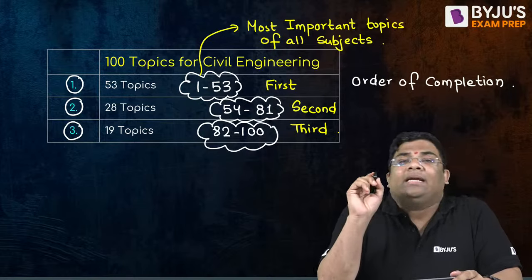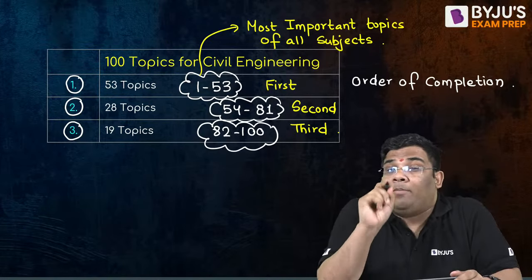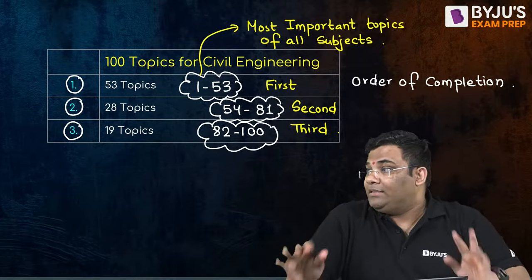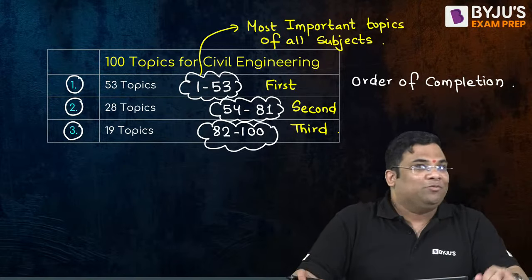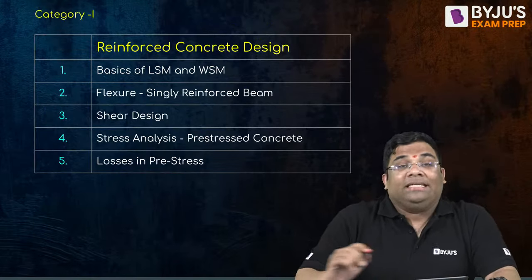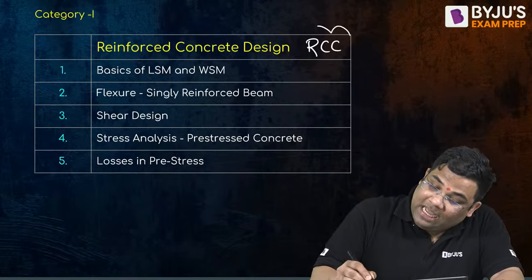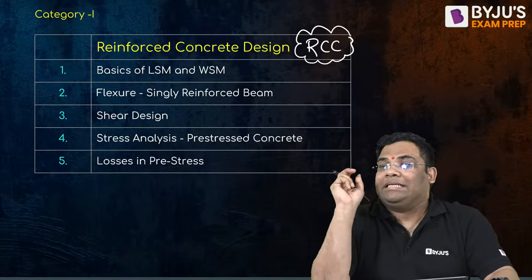But your target should be first to complete what? The 53 topics, then your probability of scoring will be more. Yes? So let us start seeing all the 100 topics one by one. Yes? So first we'll see RCC. In RCC, I will discuss each topic also, don't worry.